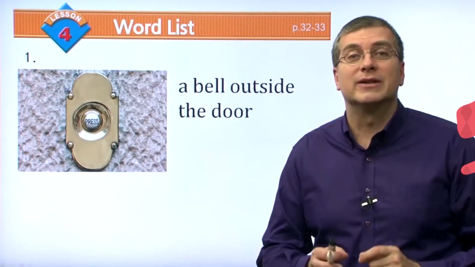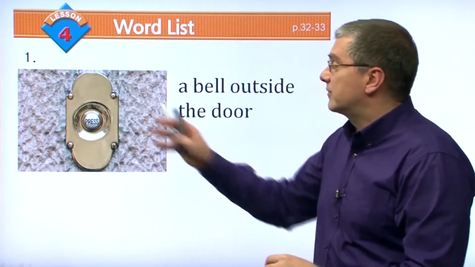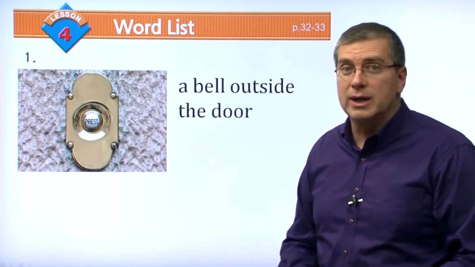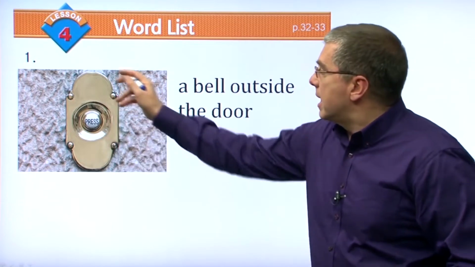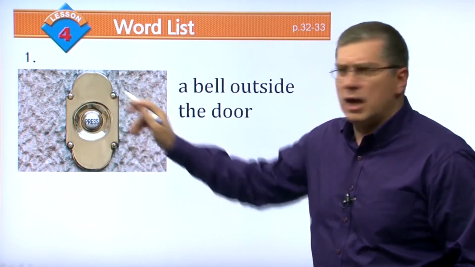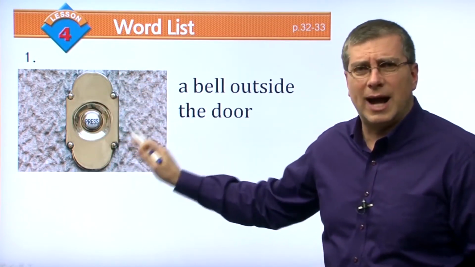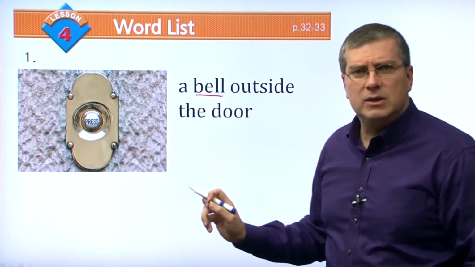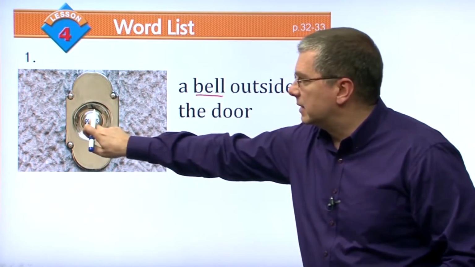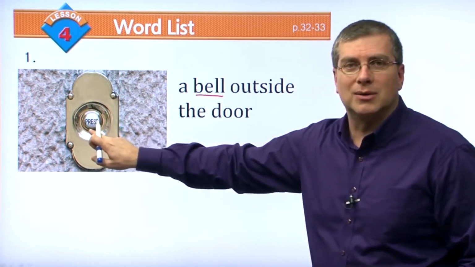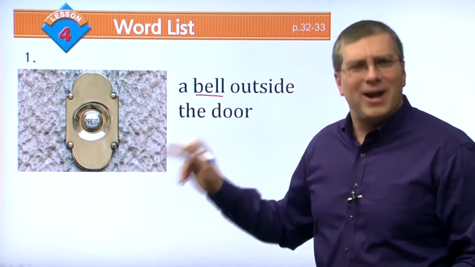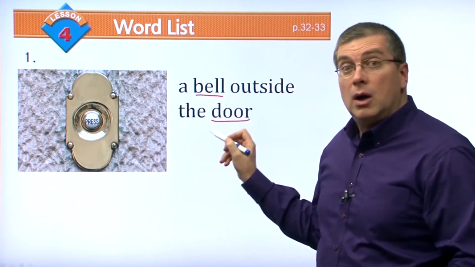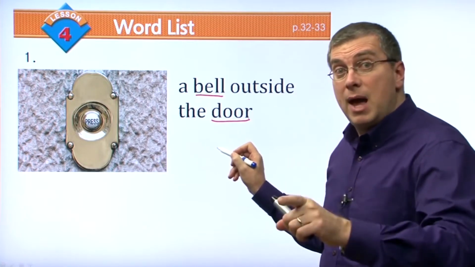We have to learn some vocabulary. Now, the first vocabulary word we're going to learn is this one here. This is a picture of a place in front of your house. What is this? It's a bell outside the door. You press it. It goes ding dong, right? What is that? It's a kind of bell, and it's at the door.